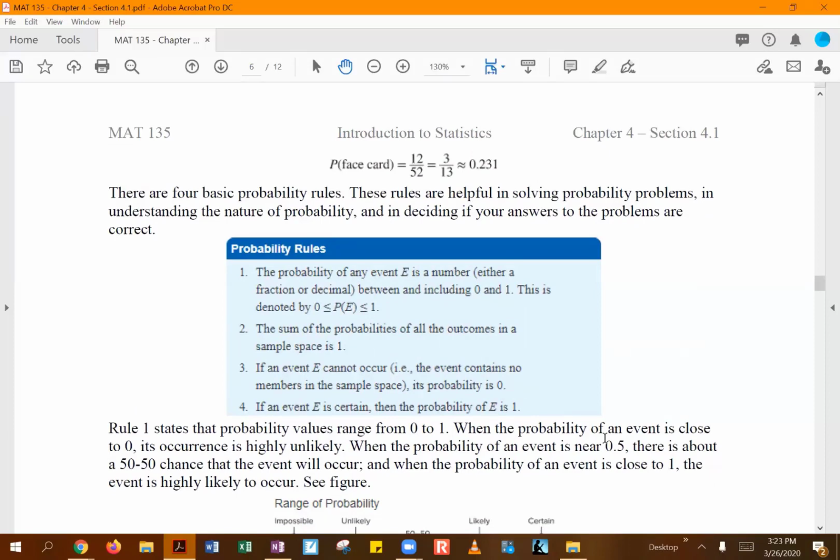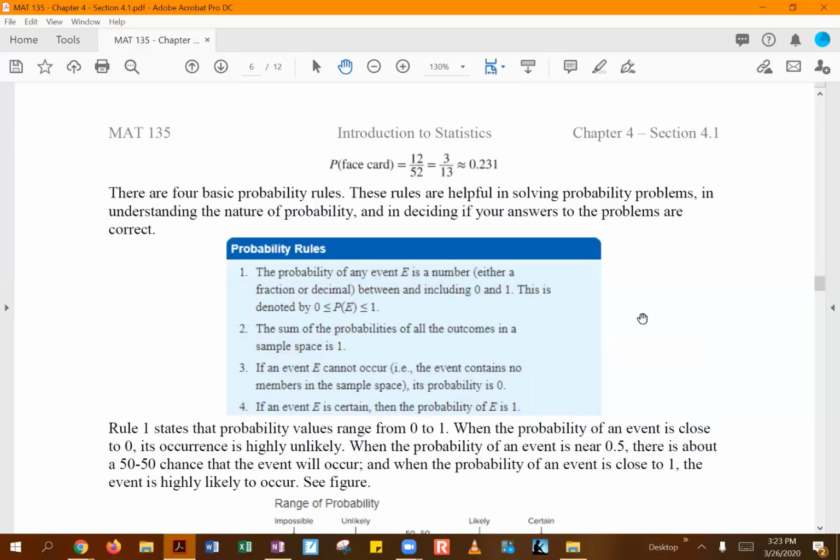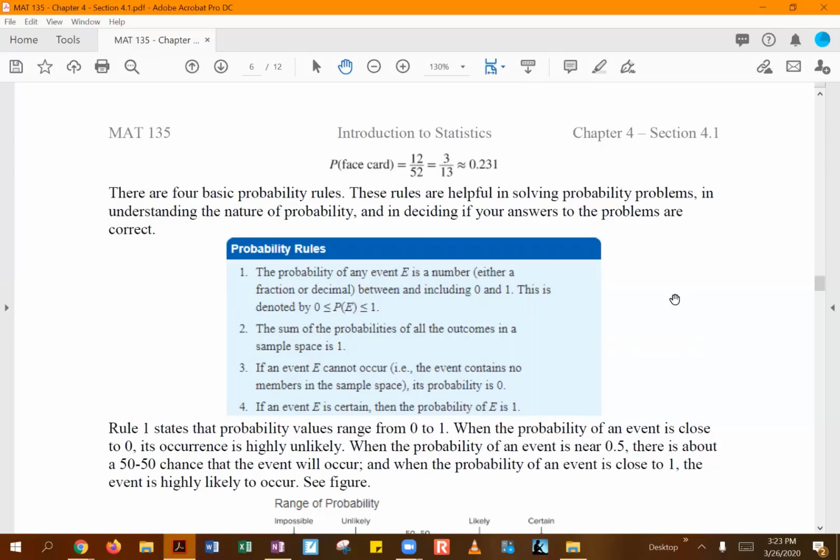As you can see from the first one, we're saying the probability of an event is a number, again, either a fraction or a decimal, which will be between and including 0 and 1. When we're talking about the probability of an event, we denote that as P of E. And we're basically saying the probability of an event can fall anywhere from 0 to 1. You can actually include the endpoints, so you can have a probability of 0, and you can have a probability of 1.